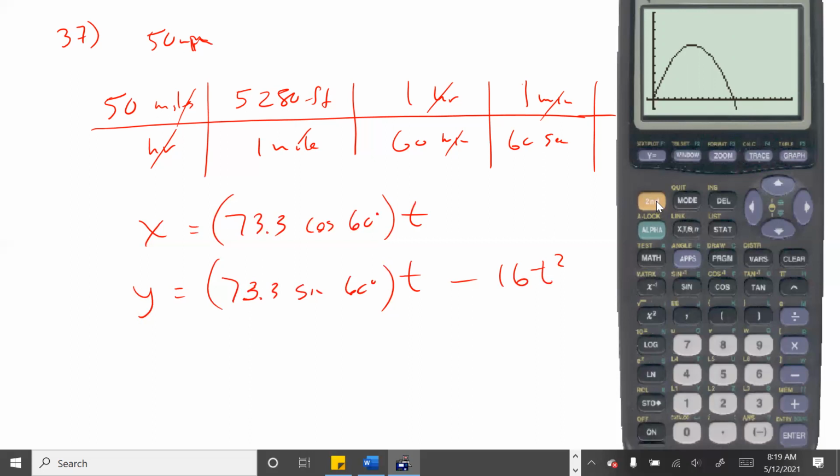Maximum distance. Whoa, what just happened? I want it to be back to normal. How was it before?